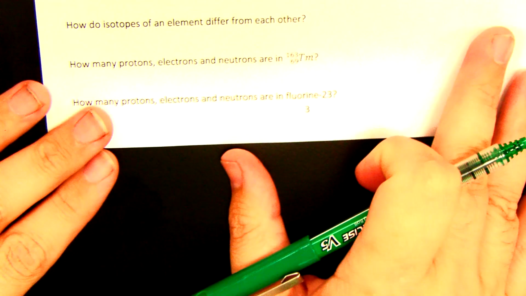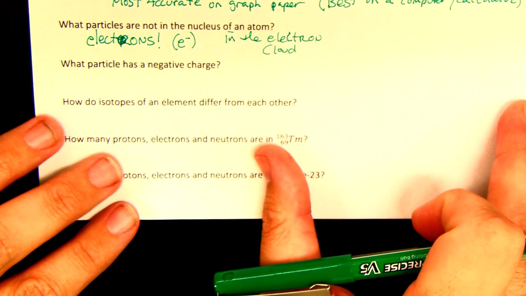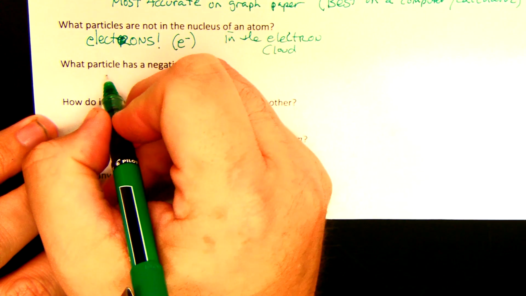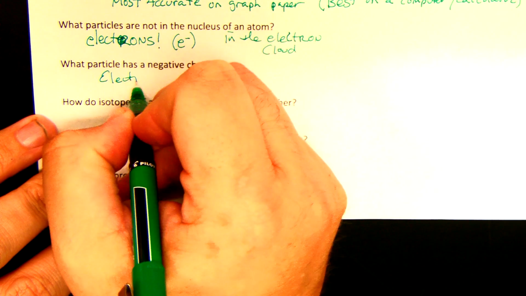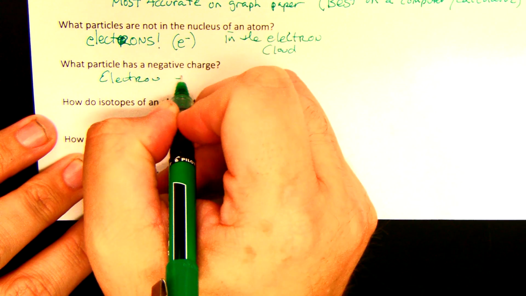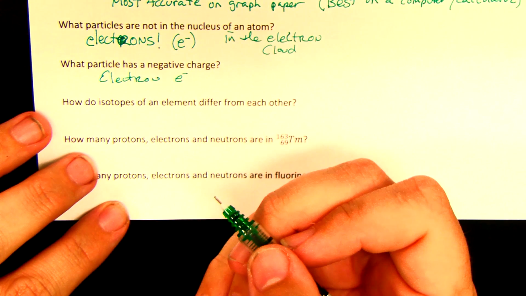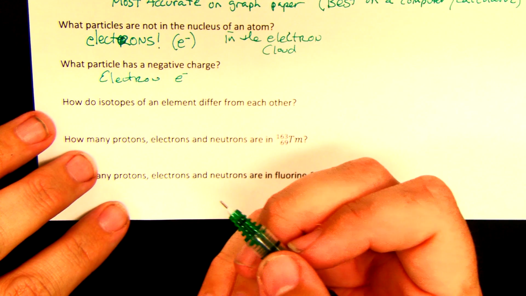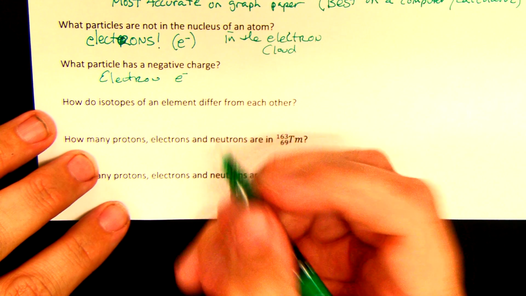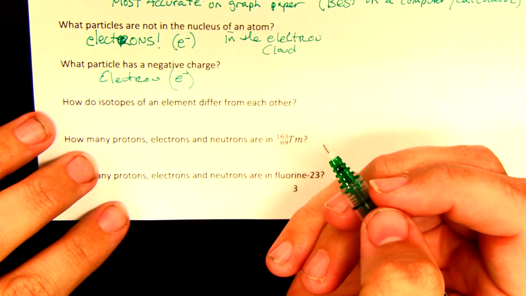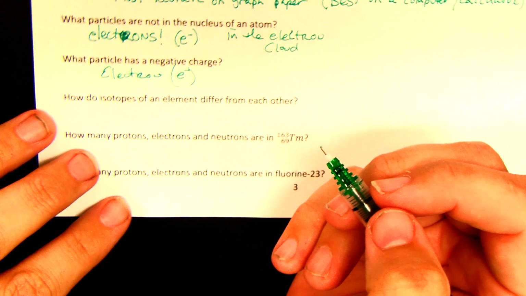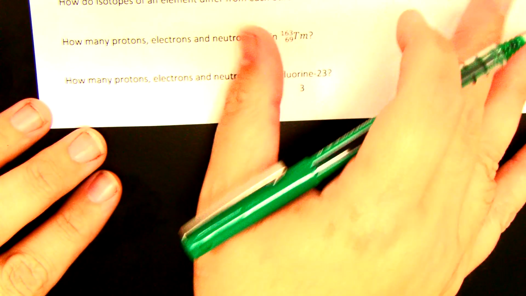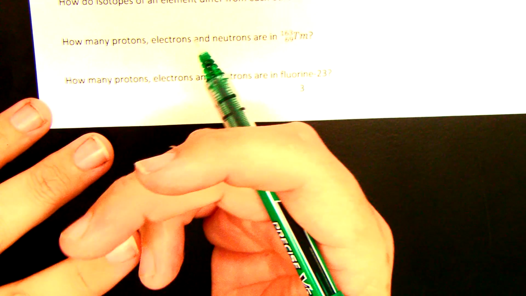Now, what's negatively charged? What's negatively charged? An electron. E minus. That's not your grade. That's a symbol for an electron. If you saw E minus there, well, you don't want that. That's just the symbol for the electron.